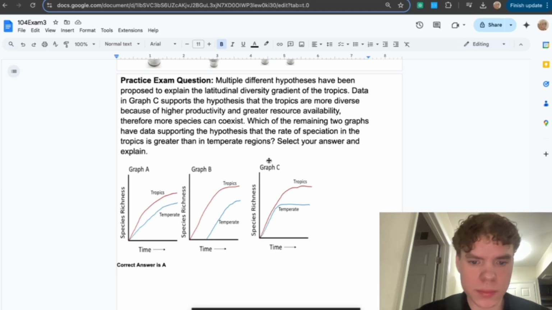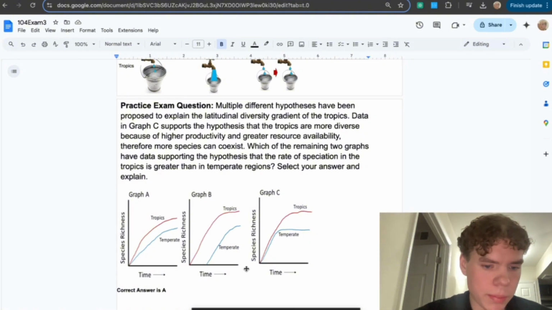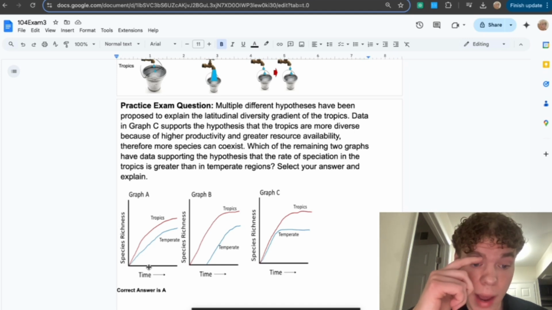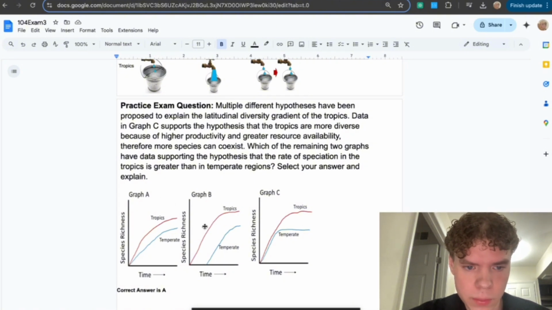I think C would represent ecological limits because it looks like in the temperate region it has kind of plateaued in its species richness. But graph A has shown that over the same amount of time, the tropics has been able to increase its species richness, right? Yeah, because which hypothesis supports the rate of speciation in the tropics being greater than in temperate regions? That would make sense. It would be graph A.